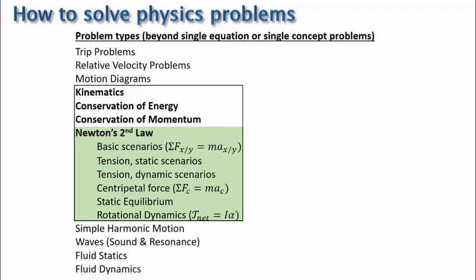And the fourth, notice that all of the angular and circular motion problems are captured by this list. Specifically, kinematics in the list also includes angular kinematics. The conservation of energy includes problems with rotational kinetic energy. The conservation of momentum also includes the conservation of angular momentum. And you can see that centripetal force and rotational dynamics both show up under the Newton's second law category.